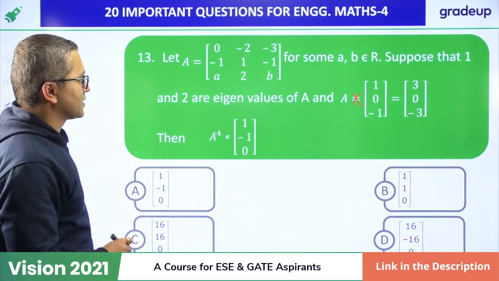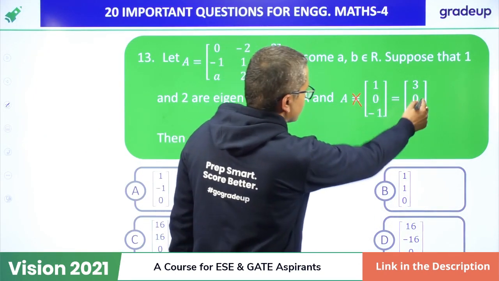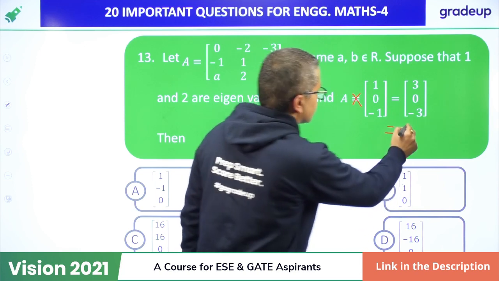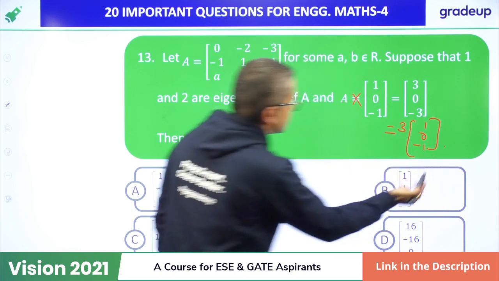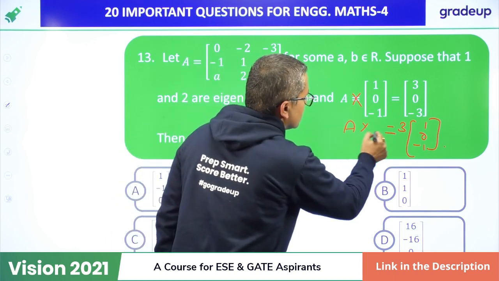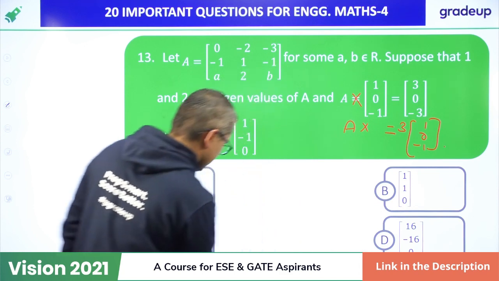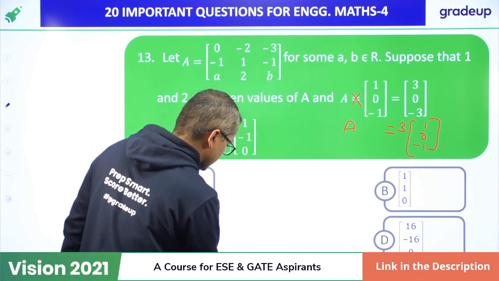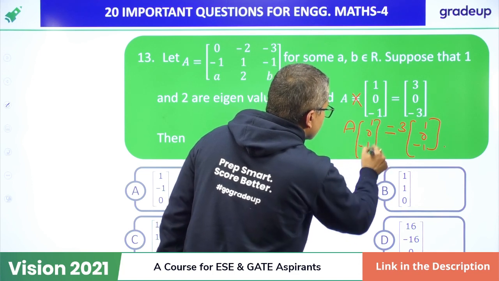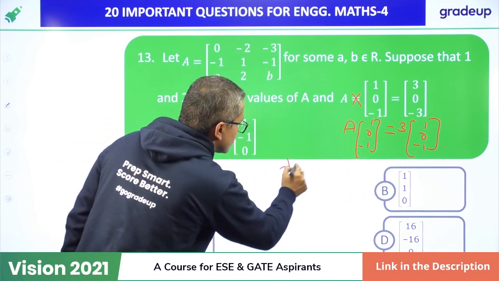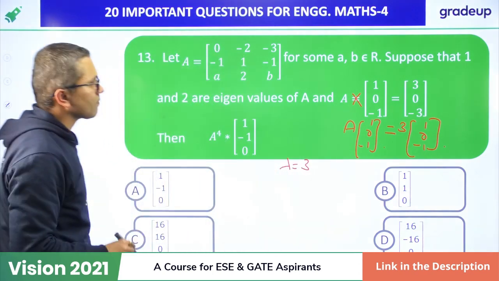Okay, now let me tell you this question. This is given, okay? A into this equal to this. So just write it like this. Take 3 out of here: 1, 0, minus 1. So this is of the form Ax equal to lambda x, right? This is x here. If you're not getting this, then A into this 1, 0, minus 1. So what it means is lambda equals 3 is also an eigenvalue of A. Is that good?